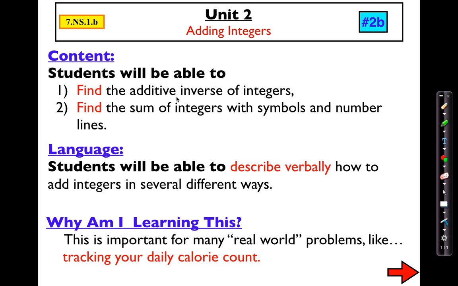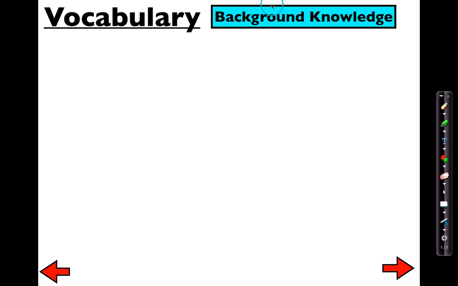Well, it's important for many real-world problems like tracking your daily calorie count. So first, let's go over some background knowledge.